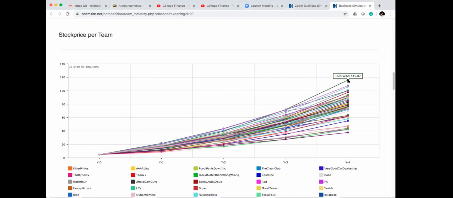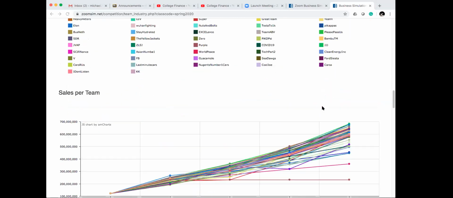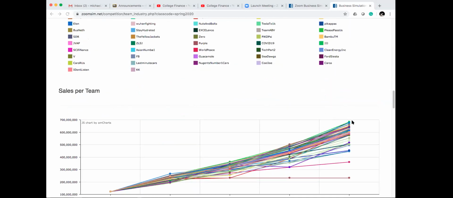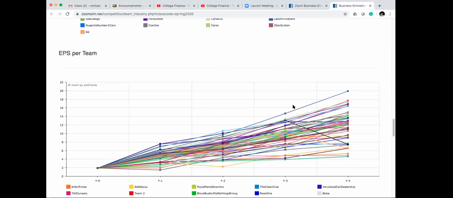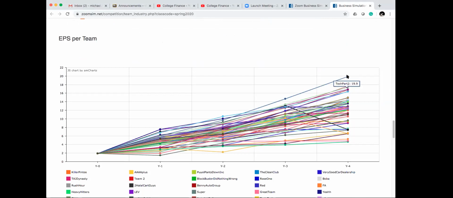$115, which is great for the stock price. And we have a new leader in sales, red at 682 million. And we have the same earnings per share leader, tech part 2.